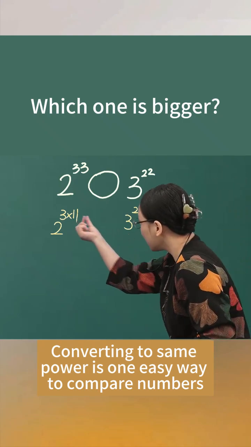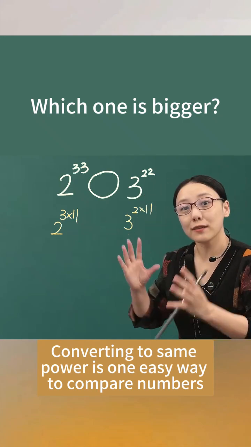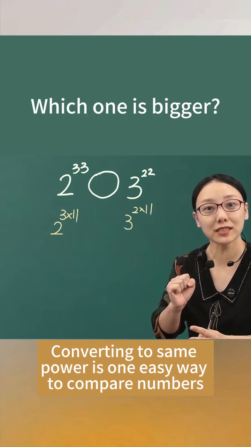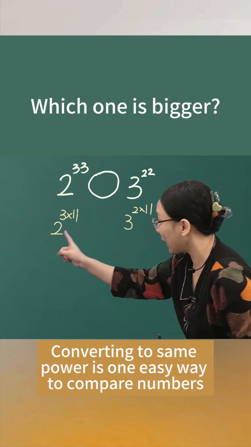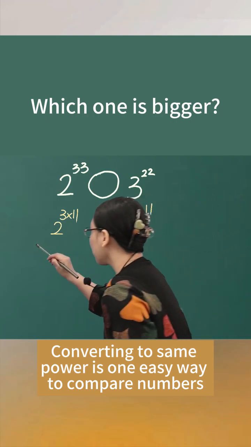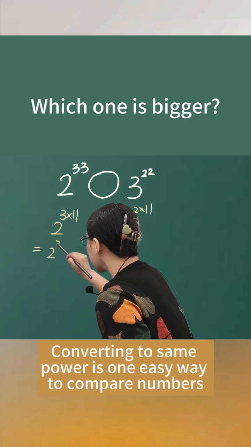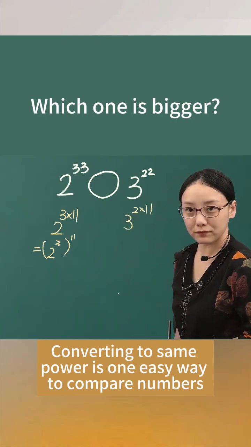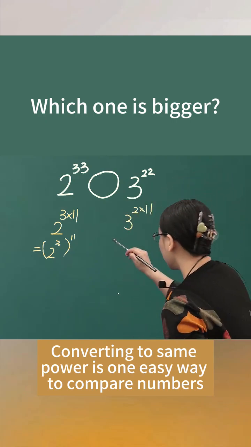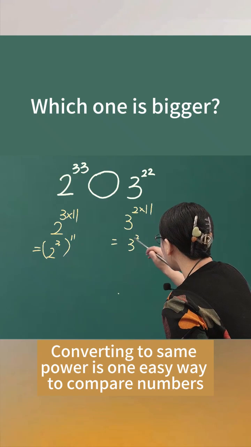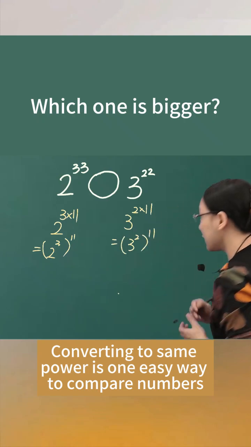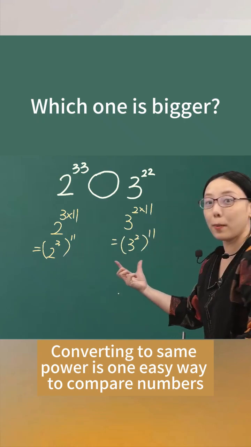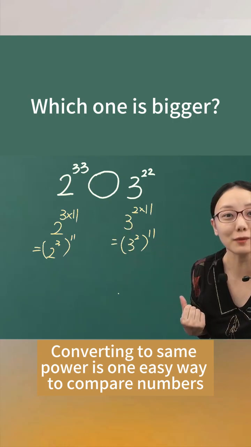Look, this one has an 11, and that one also has an 11. We said that the parts that are the same shouldn't be changed, right? So next, how should we adjust them? We turn it into 2 to the 3rd power, and then raise that to the 11th power outside the parentheses. So what do we turn this one into? Here, 3 squared and then raised to the 11th power outside the parentheses. Even though we've added parentheses, the result is the same as above, right?